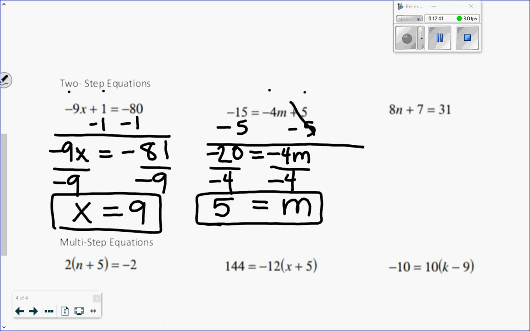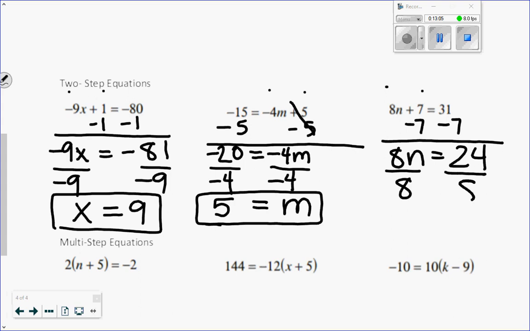I'll give you a moment. I'm going to pause the video, ask you to try this one. So we have to move the 7 and the 8. 31 minus 7 is 24. Divide both sides by 8. And n is 3. We'll save those multi-step ones for the next class when we do the Desmos calculator.